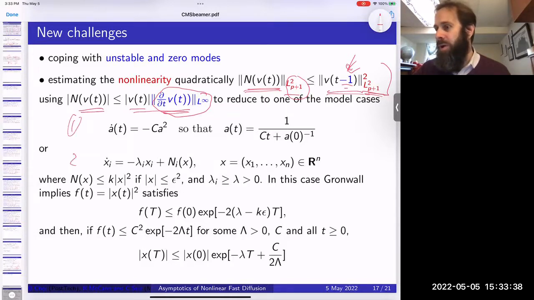So 1 or 2. 2 is the case where you have a bunch of modes evolving at rate lambda, bigger than some lower bound, and then they're non-linearly coupled together, but you have a quadratic estimate for the nonlinearity. And that's good news as long as you're close enough to 0, then you can use Gronwall's inequality to replace this set of equalities by a set of differential inequalities that tell you how fast the magnitude of x can grow. And it turns out it can't grow very quickly at all.